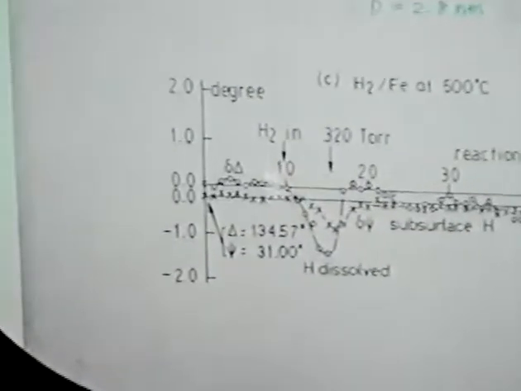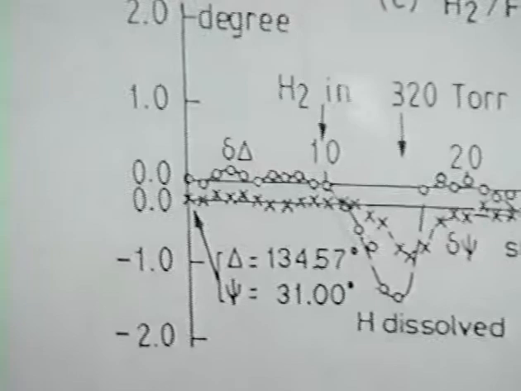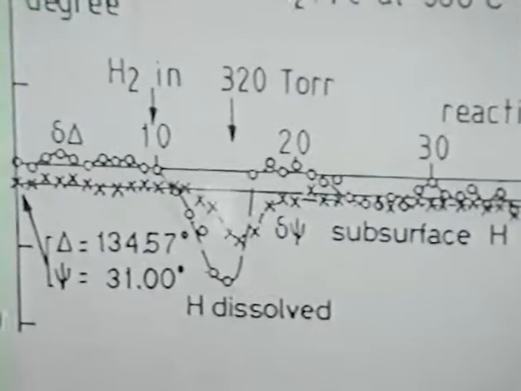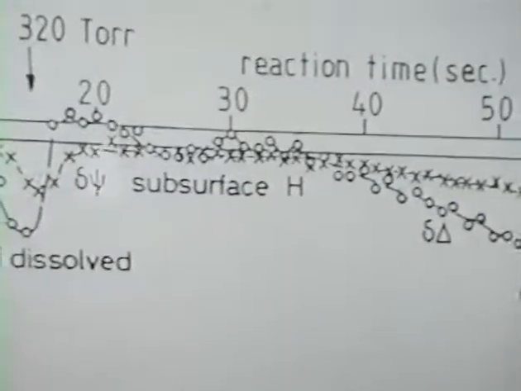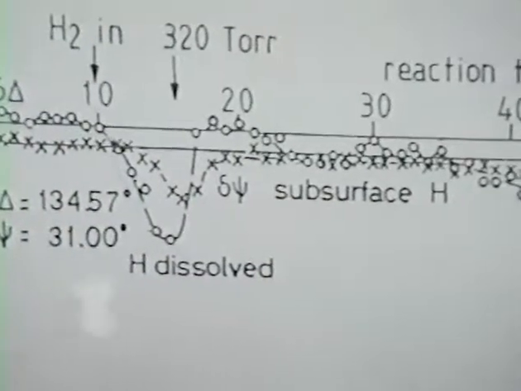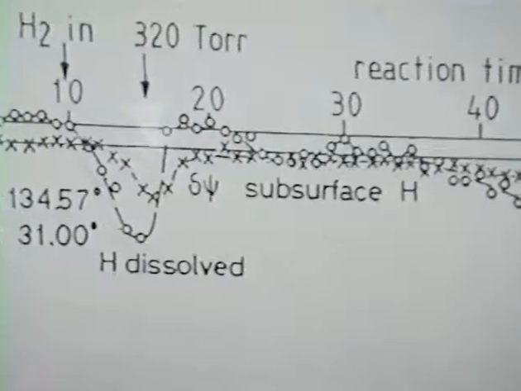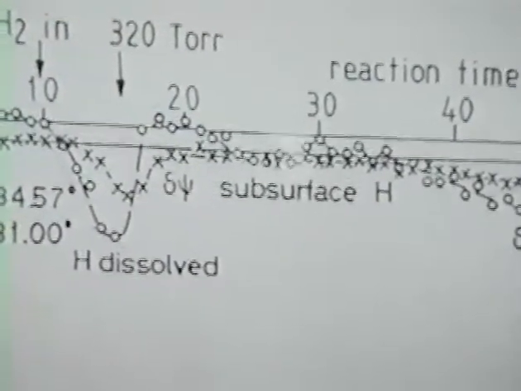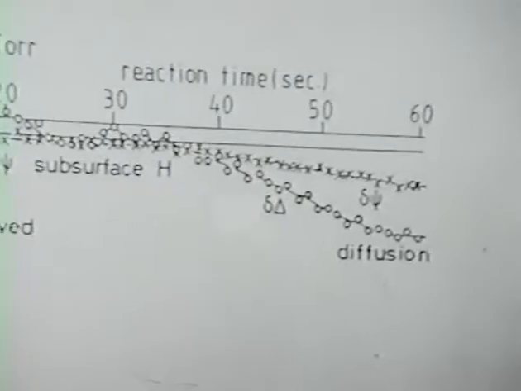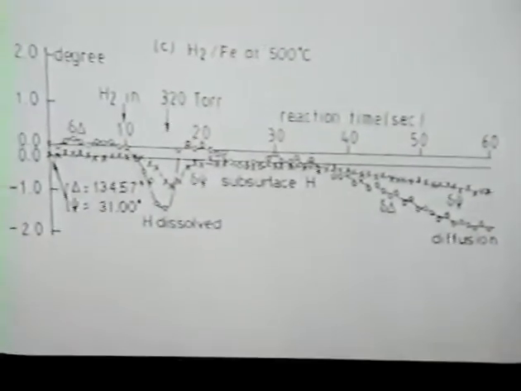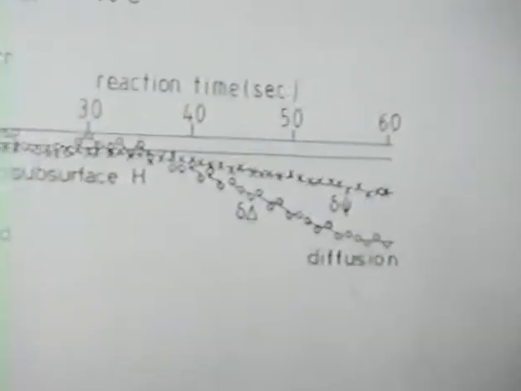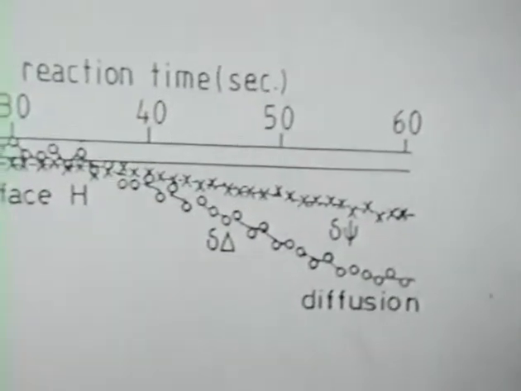Here, we introduce the hydrogen gas of 320 torr, so the pressure is a little higher than the previous case. So here also we have a large drop and recovery of the delta, and we have the subsurface hydrogen. However, since the temperature is high, parts of those negative changes in the delta and delta-c are caused by the diffusion of hydrogen into the interior of the lattice. Next slide.